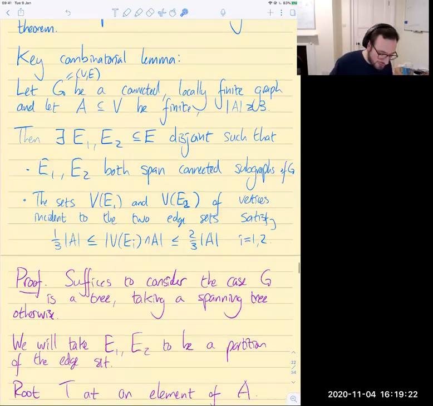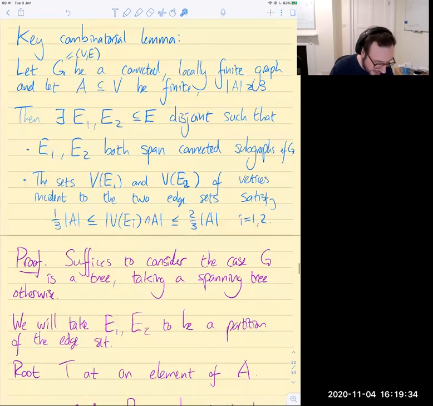So let's start with the following combinatorial ones. I'm going to take an arbitrary connected graph, let's say locally finite. And I'm going to take some finite set. Locally finite means all the degrees are finite.